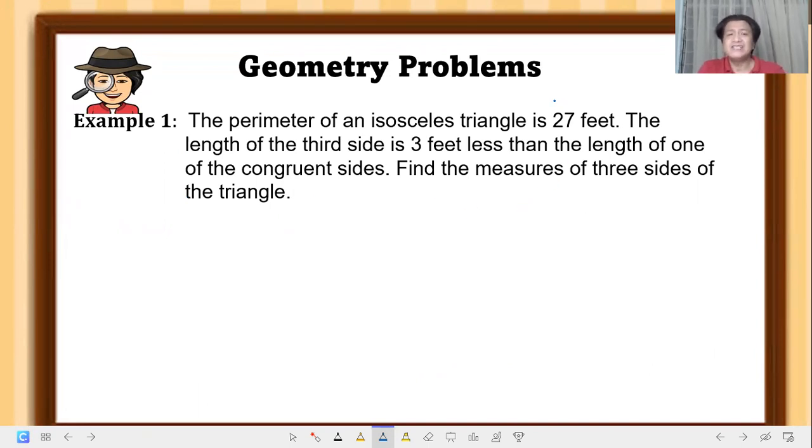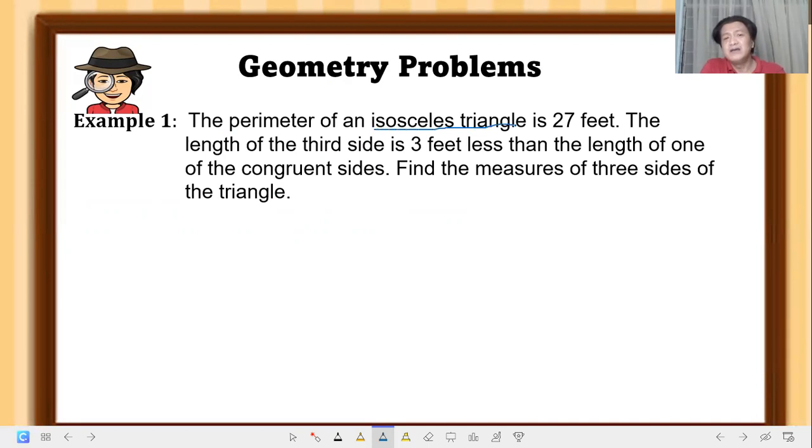Okay, let's have geometry problem number 1. The perimeter of an isosceles triangle is 27 feet. The length of the third side is 3 feet less than the length of one of the congruent sides. Find the measures of the three sides of a triangle. Okay, we are going to analyze first.